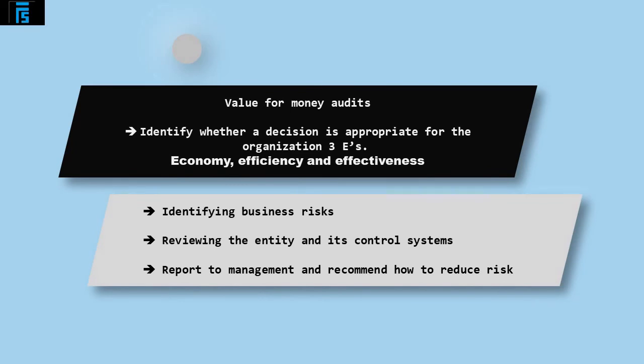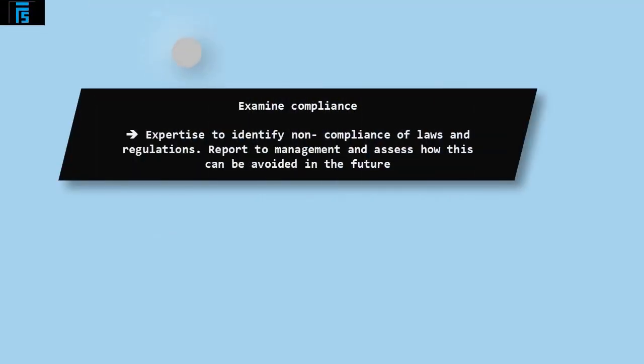Identifying business risks. Internal auditors are best placed when reviewing the entity and its control systems to identify potential risks to the company. They will then report these to management and recommend how the entity can reduce that risk. They will examine compliance. Again, they have the expertise to identify non-compliance of laws and regulations. They can report these to management and assess how they can be avoided in the future.